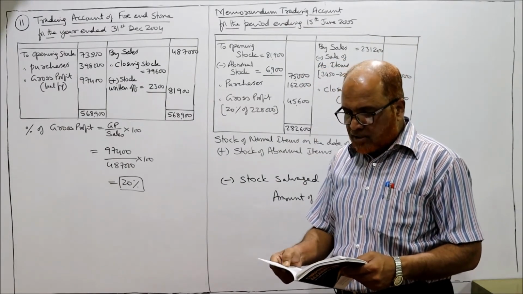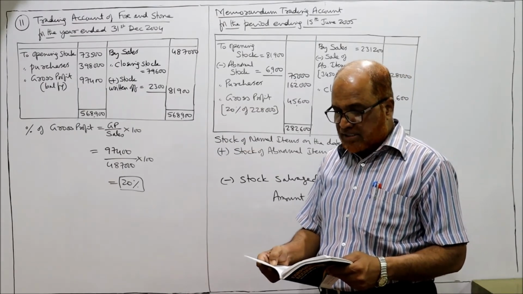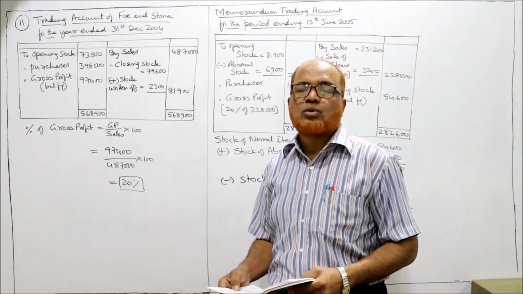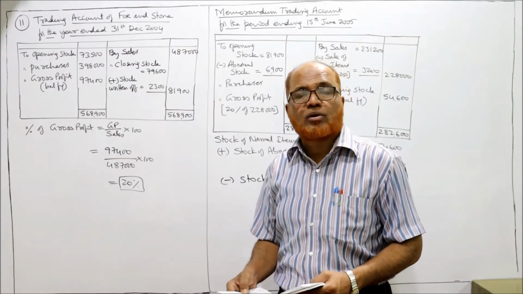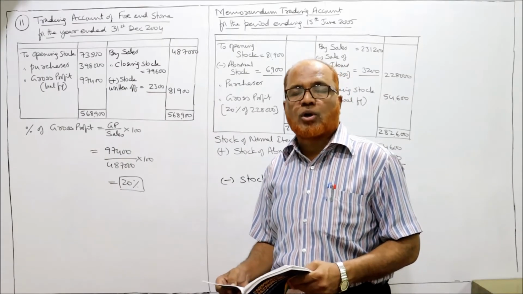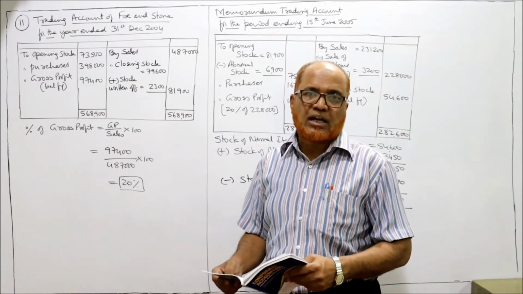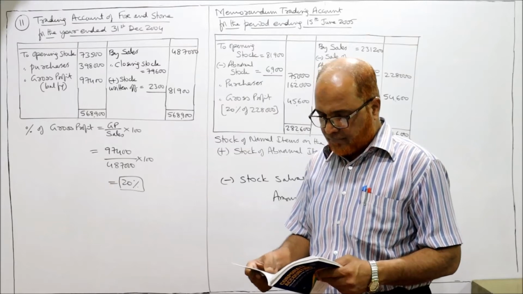Now, stock at cost on 1st January 2004, stock at cost on 31st December 2004. We are given the data for the last year to find out the GP ratio. So we have to make a trading account of 2004 to find out the gross profit and to find out the ratio of gross profit on sales. That will be applied during the current year, the year of fire.